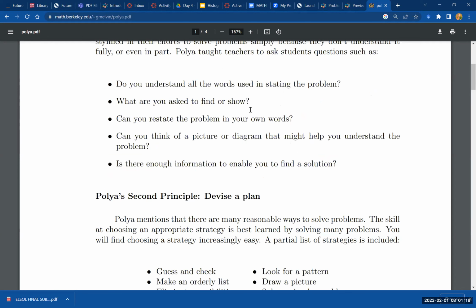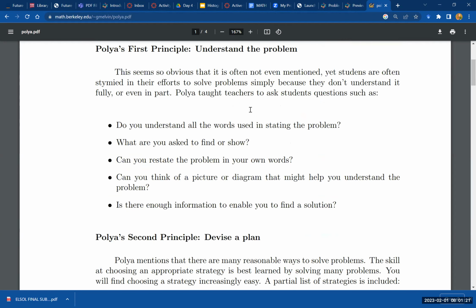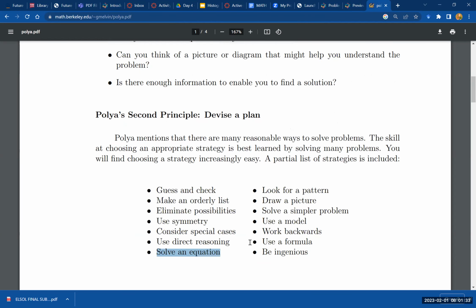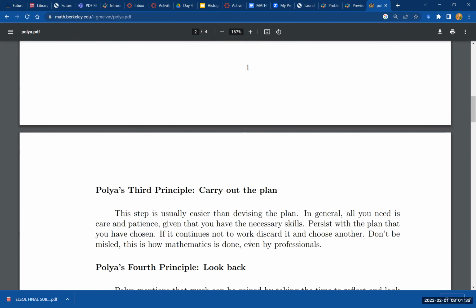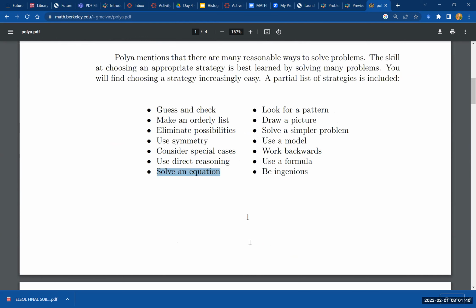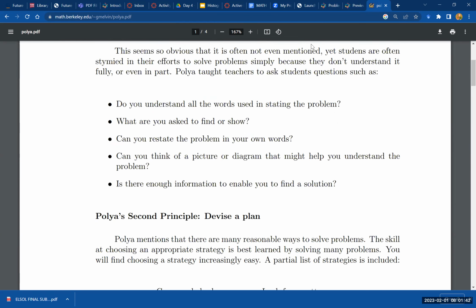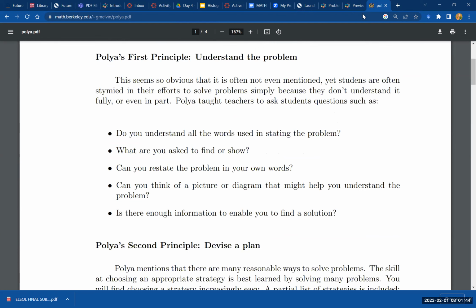My larger point is that it may not be a linear process where you are able to figure out, okay, what's going to be my plan and how am I going to approach this. Sometimes you have to start devising the plan and maybe even carrying some of it out before you completely understand it. So let's go back to the problem.